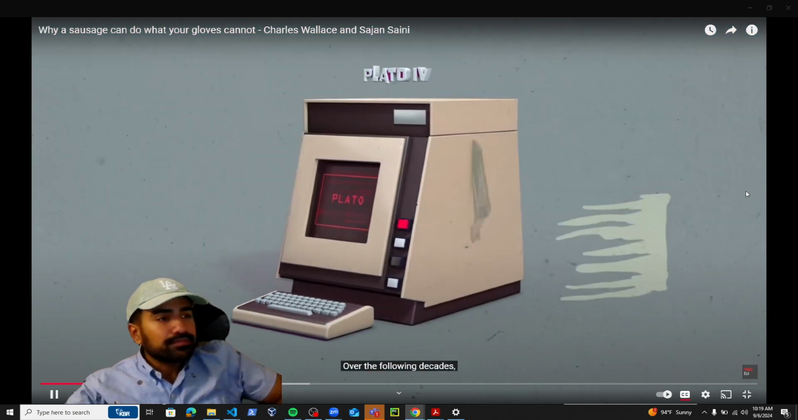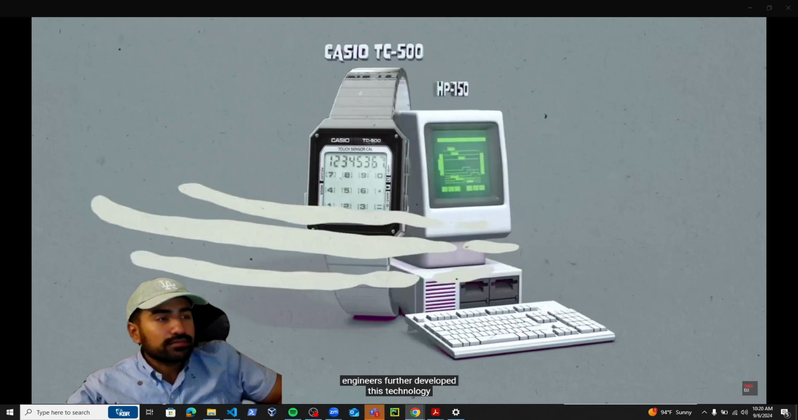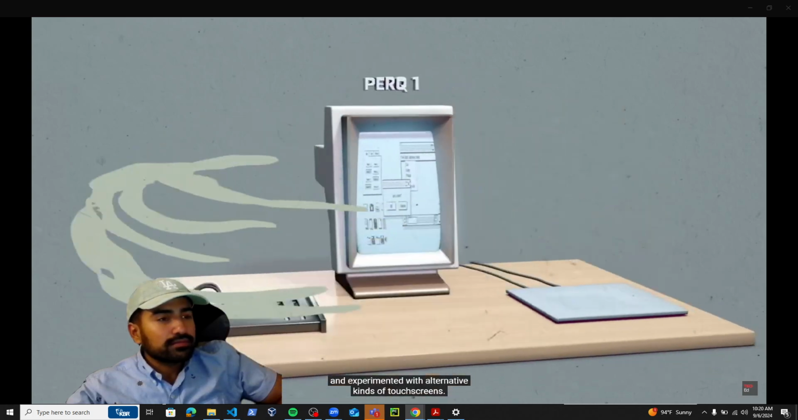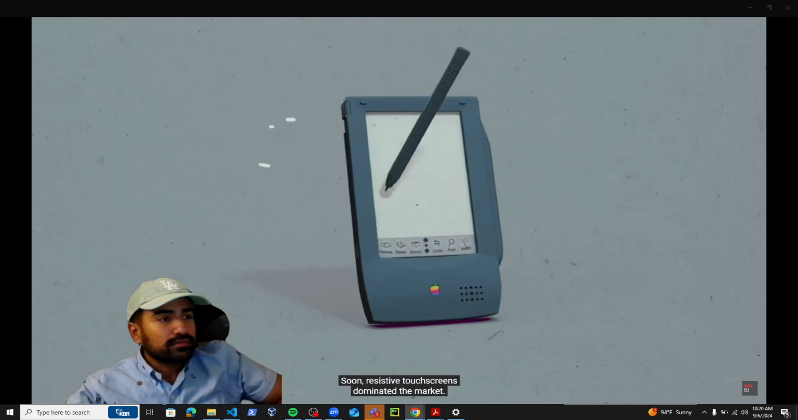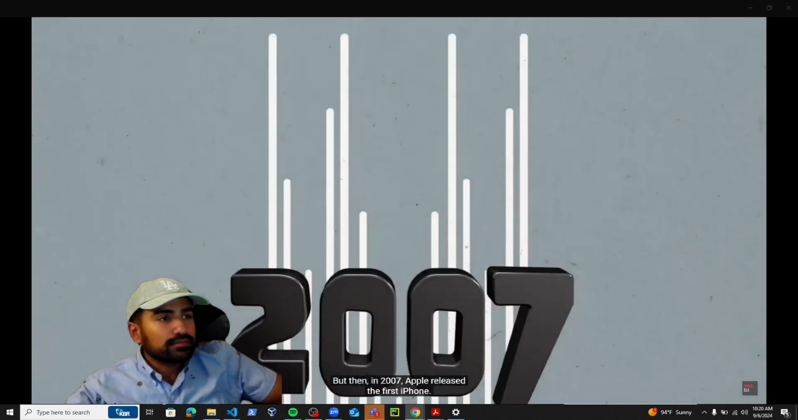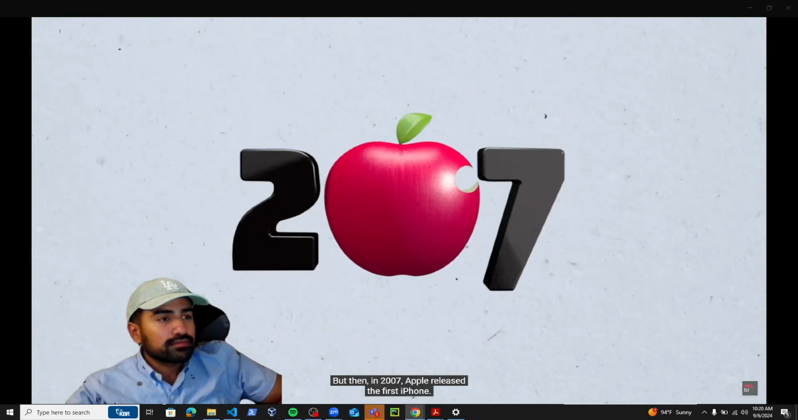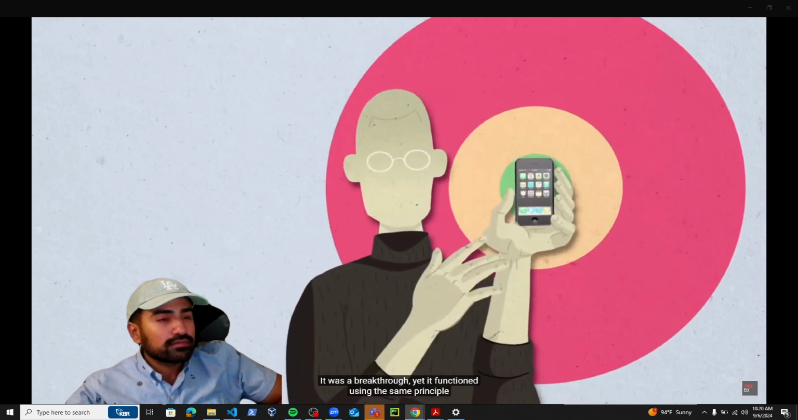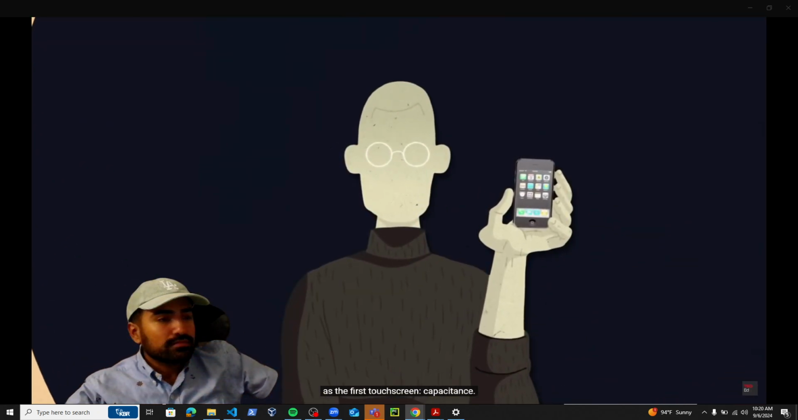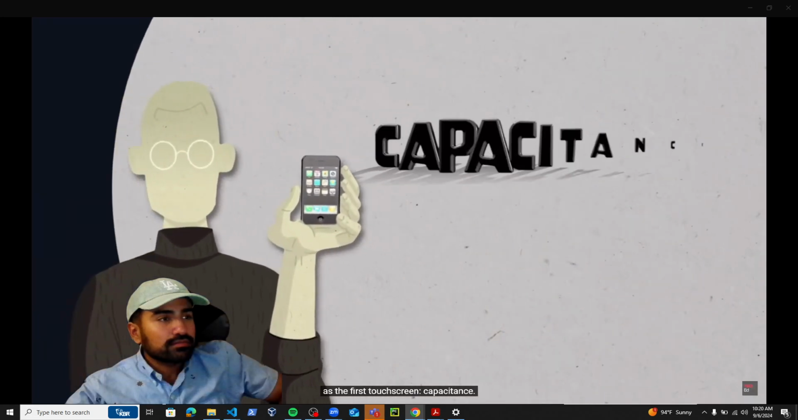Over the following decades, engineers further developed this technology and experimented with alternative kinds of touchscreens. Soon, resistive touchscreens dominated the market. But then, in 2007, Apple released the first iPhone. It was a breakthrough, yet it functioned using the same principle as the first touchscreen: capacitance.